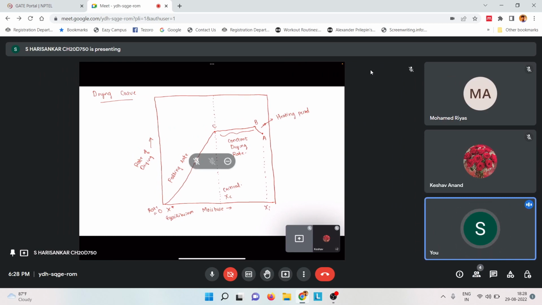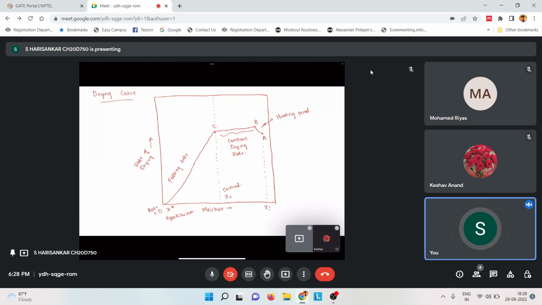So, we start from A, and A to B is called the heating period, where we heat the solid to a given temperature. And after it reaches B, it will go to a flat rate, which is called the constant drying rate. And it will reach a point C, from where the rate will start falling down, and eventually it will reach 0. So the point at which the rate starts falling down is the critical moisture content, and the point at which the drying rate is 0 is called the equilibrium moisture content.